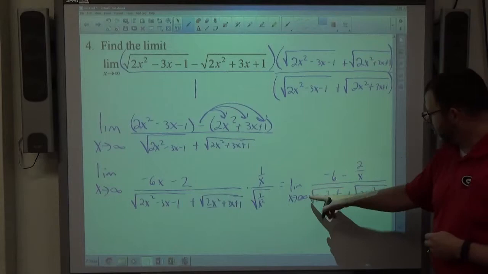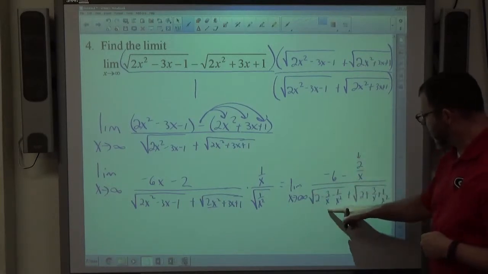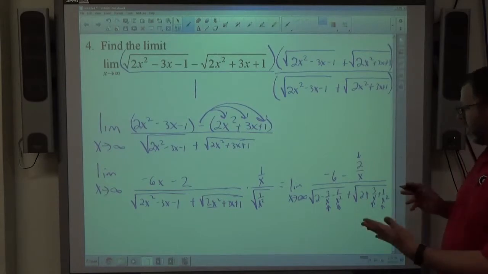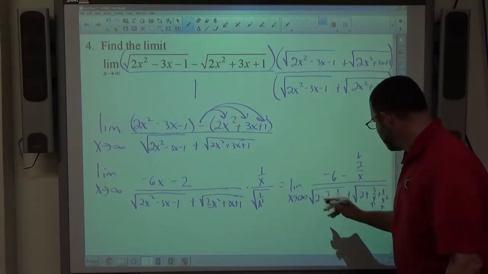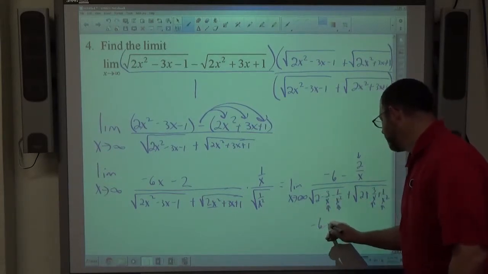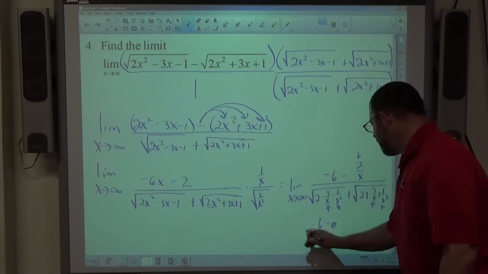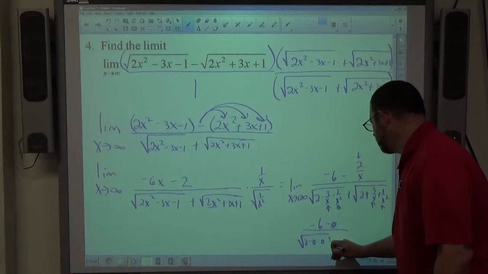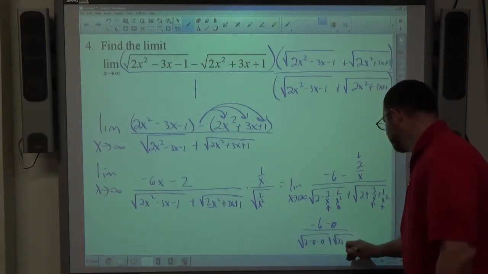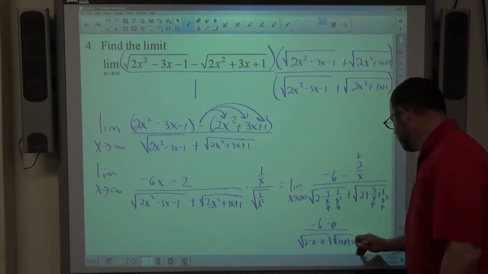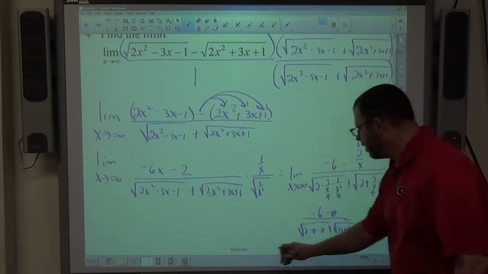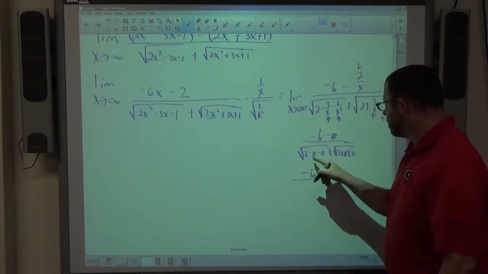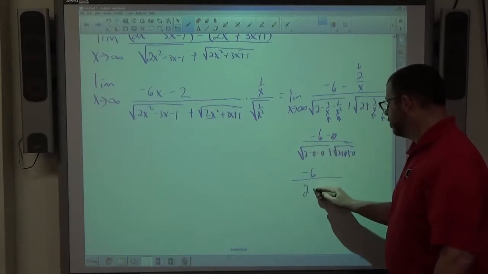So as x approaches infinity, each of these guys here and here and here and here and here all go to 0. All the others just stick around. So if I put infinity in on top, I get negative 6 minus 0. On the bottom I get the square root of 2 minus 0 plus the square root of 2 plus 0 plus 0. So altogether what that ends up giving me on top is negative 6. On the bottom, square root of 2 plus square root of 2 makes 2 times the square root of 2.